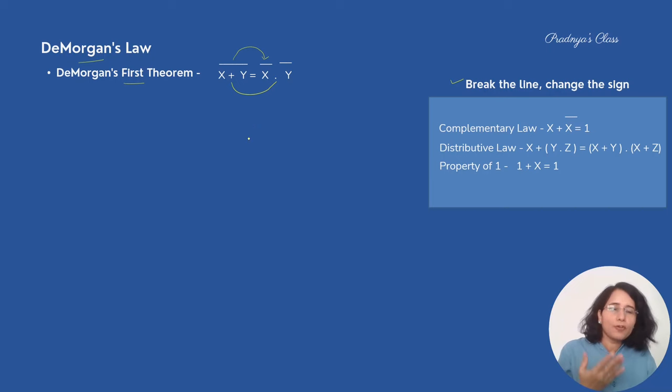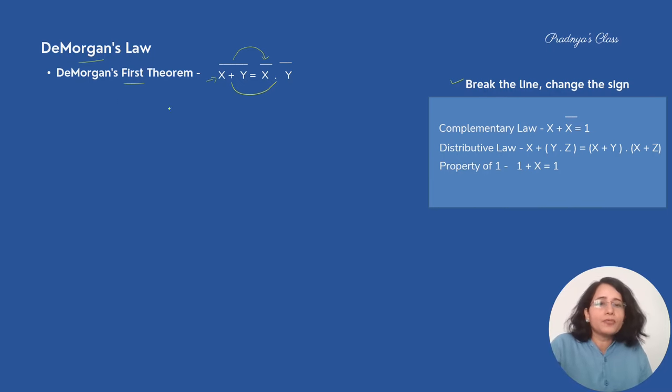To prove this law, we are going to use some of the 9 laws that we have studied. To prove this theorem, we are going to assume that this theorem is true and we will apply it in one of the basic theorems of Boolean algebra that we have studied just now. So let's take the complementary law. You know the complementary law says x plus x bar equals 1. So I am going to use this law, x plus x bar equals 1.